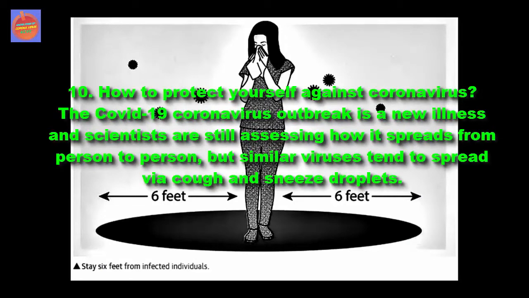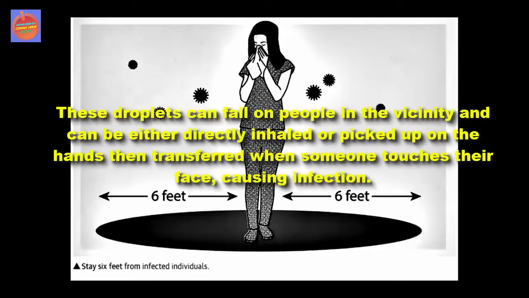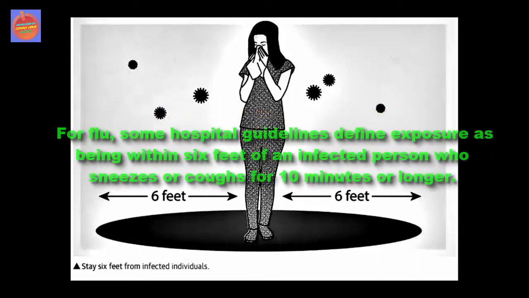10. How to protect yourself against coronavirus. The COVID-19 coronavirus outbreak is a new illness and scientists are still assessing how it spreads from person to person, but similar viruses tend to spread via cough and sneeze droplets. When an infected person coughs or sneezes, they release droplets of saliva or mucus. These droplets can fall on people in the vicinity and can be either directly inhaled or picked up on the hands, then transferred when someone touches their face, causing infection. For flu, some hospital guidelines define exposure as being within 6 feet of an infected person who sneezes or coughs for 10 minutes or longer.